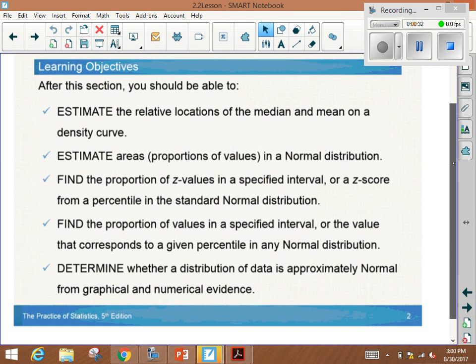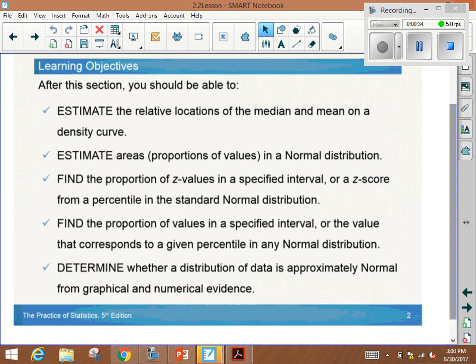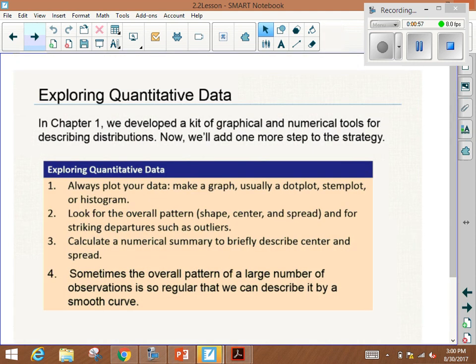In a normal distribution, we're going to talk about what a normal distribution is. Look at z-values for z-scores, right? We talked about that. And then we're going to find the proportion of values in a specified interval. All right? And then also determine whether a distribution is approximately normal, looking at graphs and numbers. So there's a lot in this, okay?